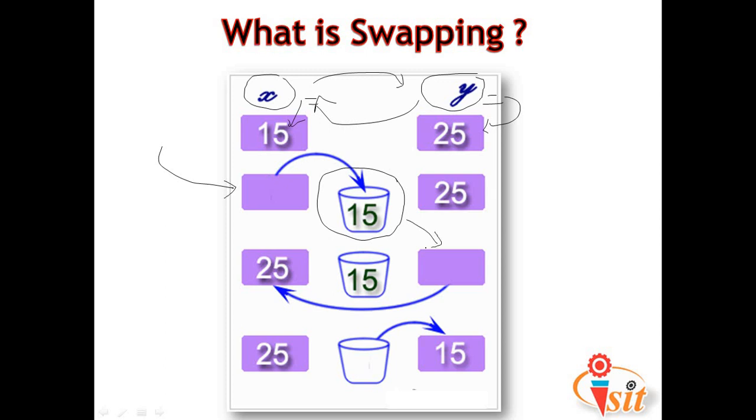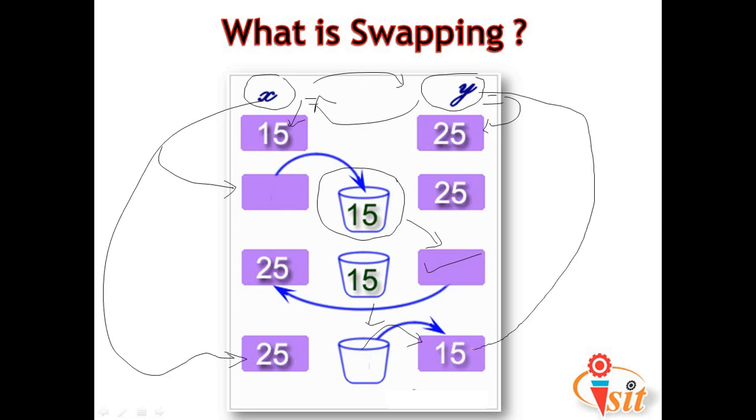Afterwards, in the next step, the value of y we forward to the value of x. And now the last thing is that the temp variable we forward to the value of y. So automatically the value of x is now 25, and the value of y is now 15. Like that, we can swap two elements using any programming language.